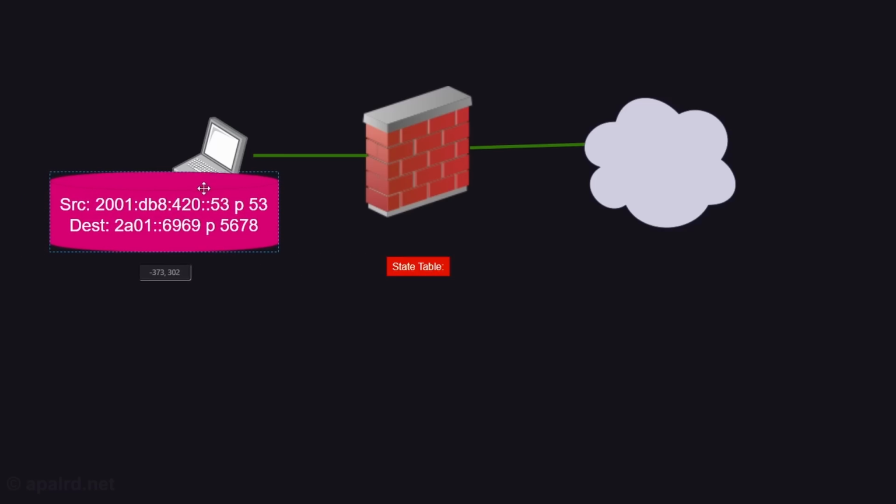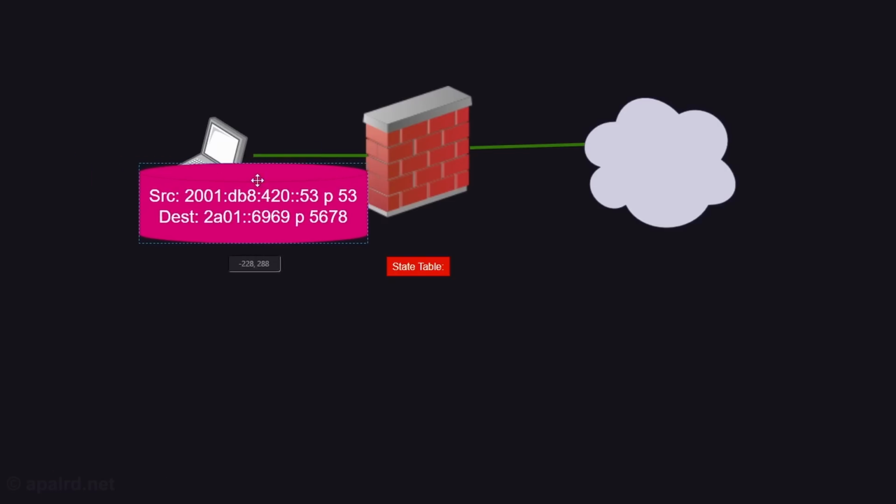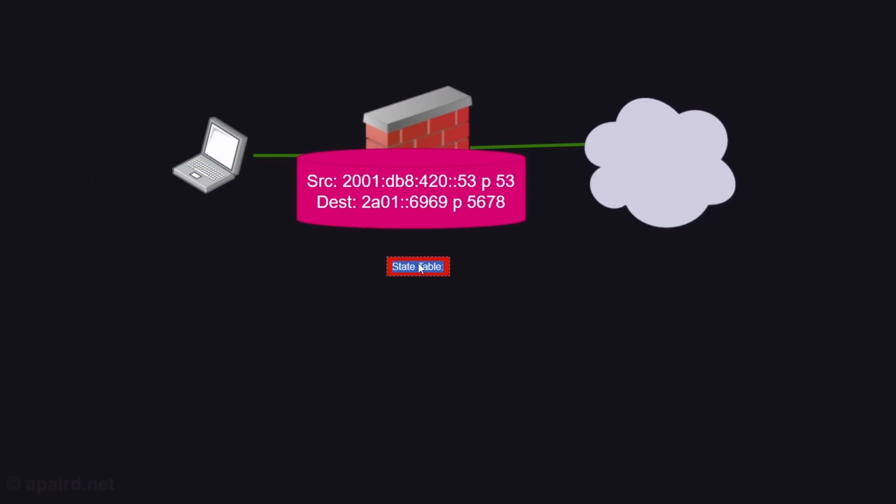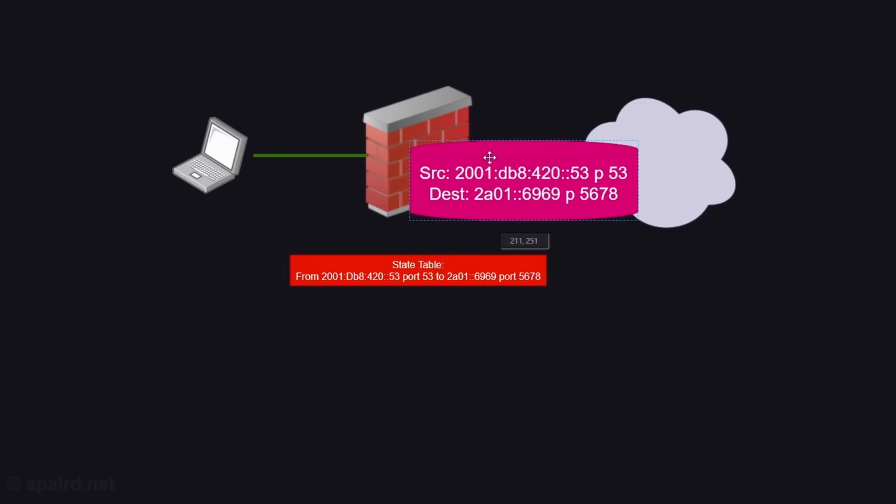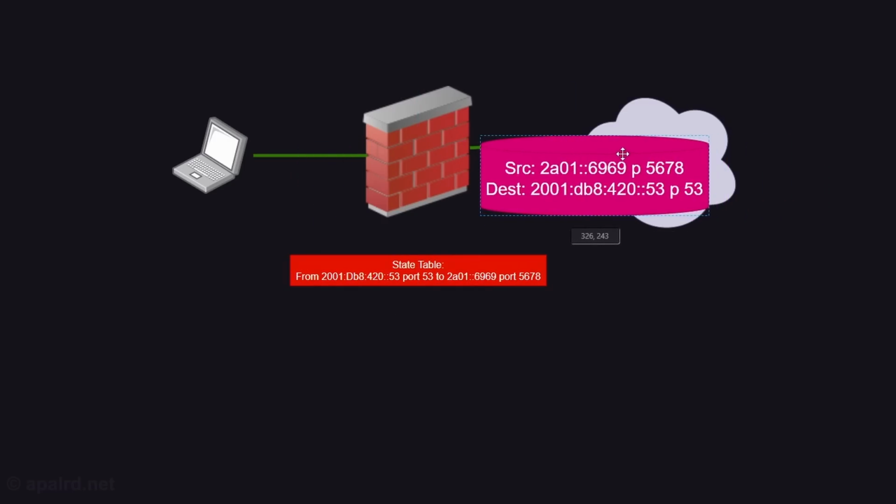So now, let's say our computer actually decides to access this server. So it sends a packet to the firewall. The firewall adds a line to the state table, so now we have an entry in the state table, and the packet goes out. So now we get a reply back.